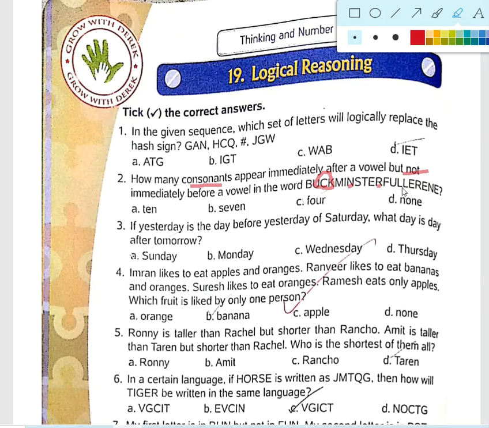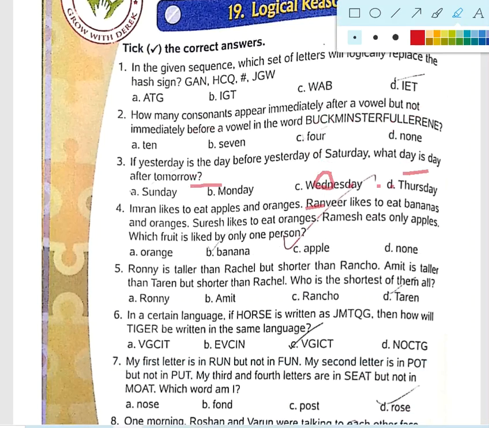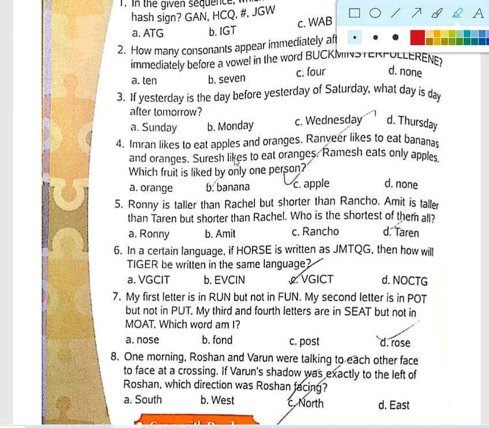Finally we come to L. L is again coming after a vowel U but not before a vowel because it is coming before L, which is a consonant. So how many did we get? C, N, R, L. So these are the 4 consonants which appear immediately after a vowel but not immediately before a vowel. Okay, so the correct answer is 4. Hope it's clear to all of you till here.